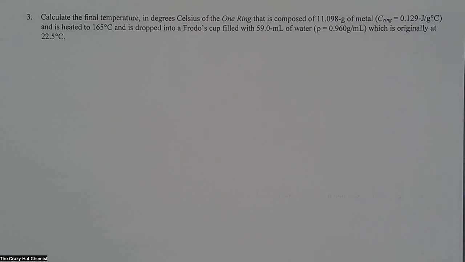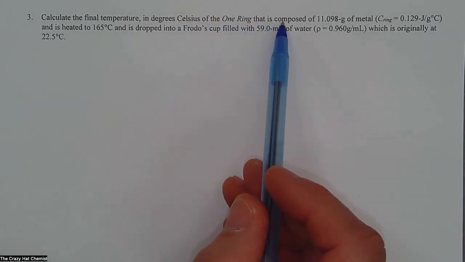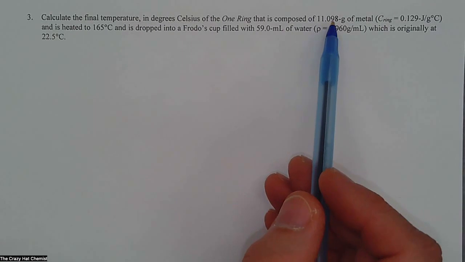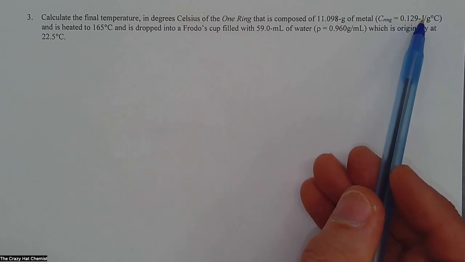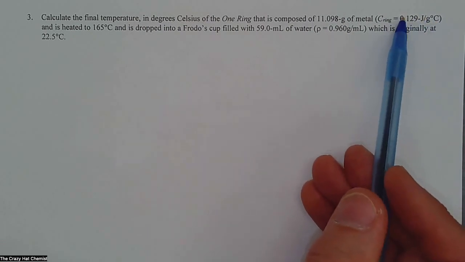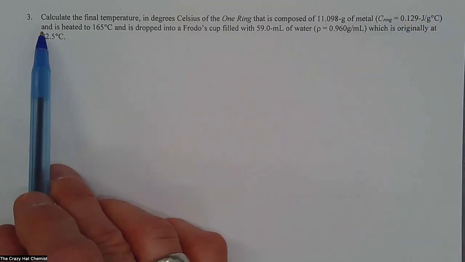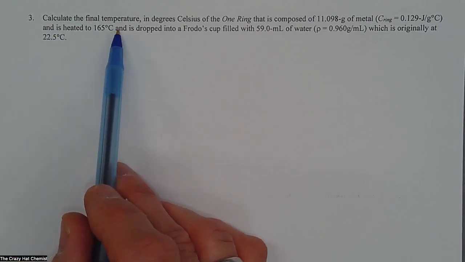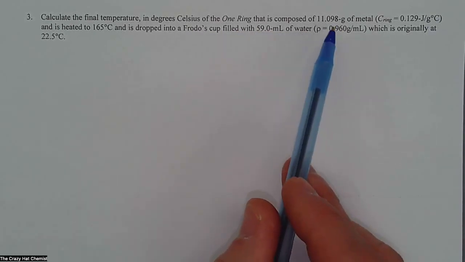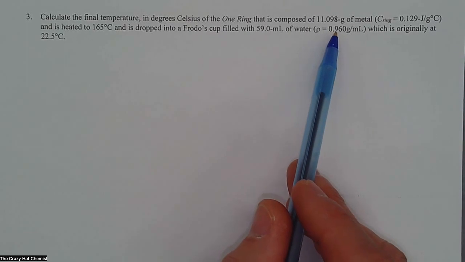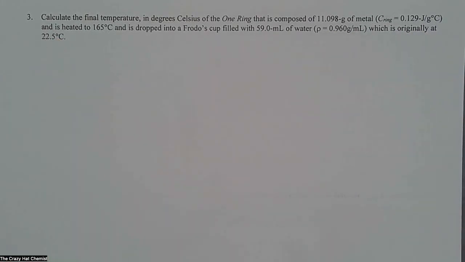All right, so here is problem number 3. It says, calculate the final temperature in degrees Celsius of the One Ring that is composed of 11.098 grams of metal. The specific heat capacity for the One Ring is 0.129 joules per gram degree Celsius. You notice it has a high density since it has a very low specific heat, as we just learned in problem number 2. It is heated to 165 degrees Celsius and is dropped into Frodo's cup filled with 59.0 mL of water. The density of the water is 0.960 grams per mL, and it is originally at 22.5 degrees Celsius.